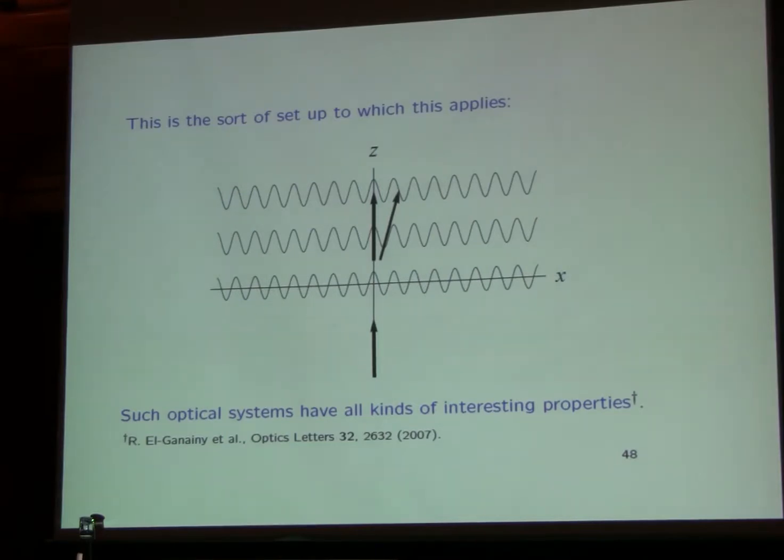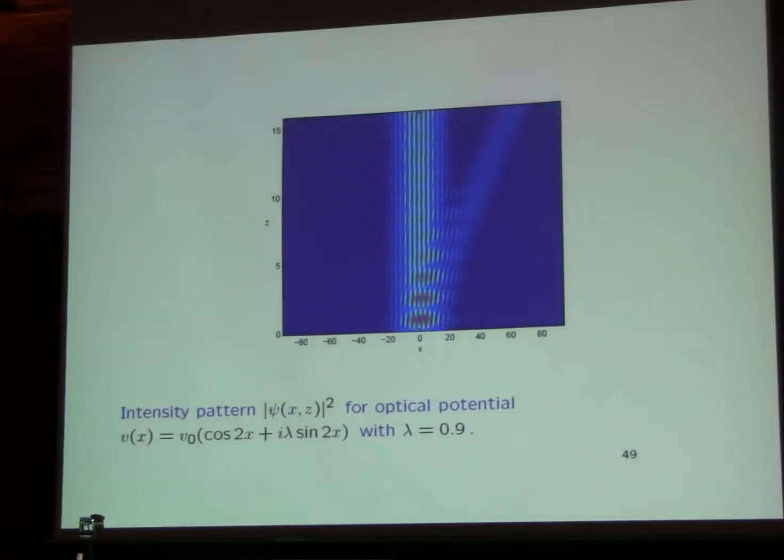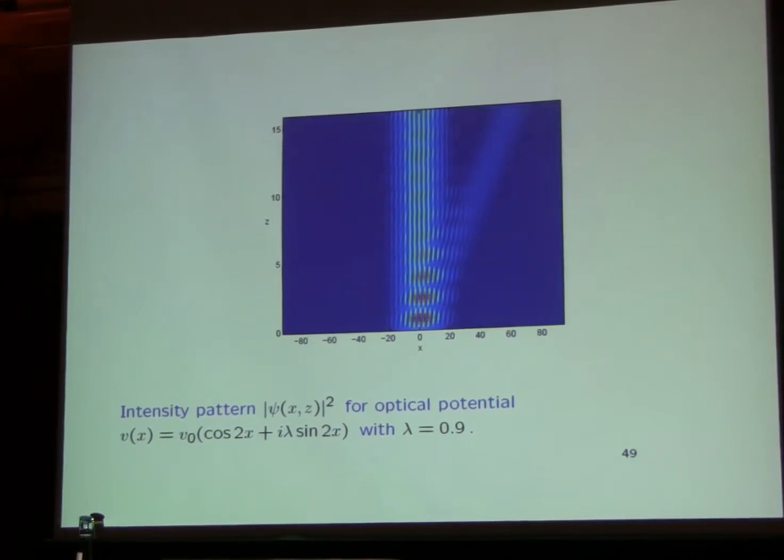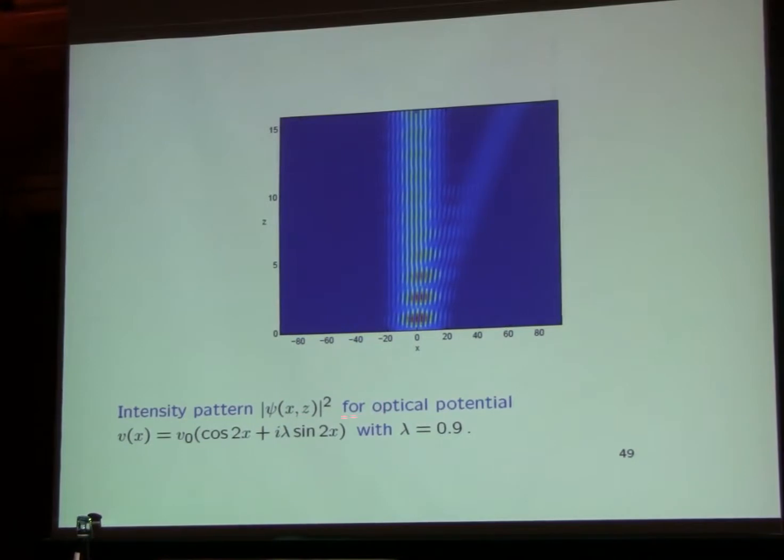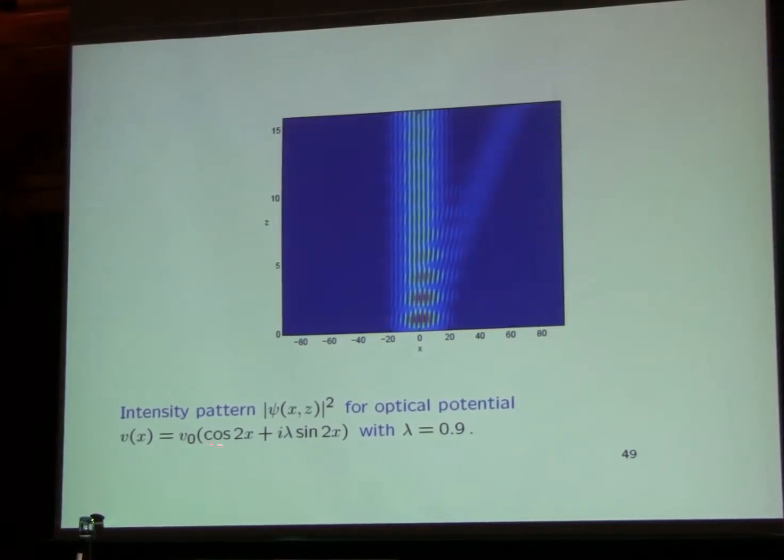So this was the original paper that did this in like 2007. And these optical potentials have all kinds of interesting properties, and this is the sort of thing that can happen. So what I've got here is an optical potential. This is theoretical; there are some experiments which have been done later on. This is the intensity pattern for the optical potential. It is a sinusoidal potential varying in the x direction, and lambda is 0.9.